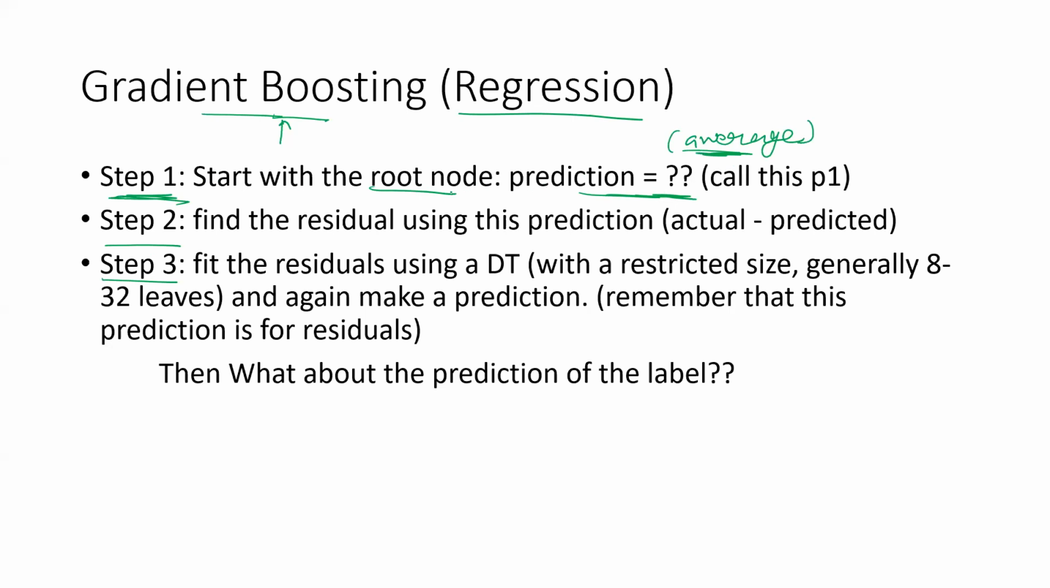So we will start with the root node. Then we will find the residuals using those predictions. I mean the error, actual minus prediction, and then we'll fit the residuals using a decision tree. Okay, let's go to the example, then these steps will be clear.